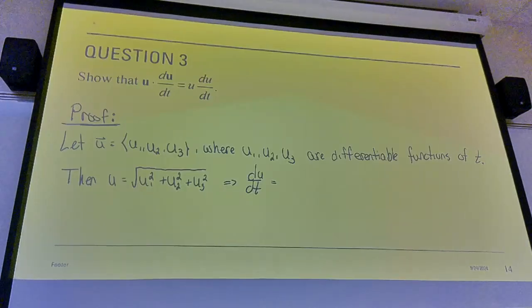U1 prime, U2 prime, U3 prime. And I'm doing the derivative of the vector U. U1 in the numerator, U1 plus U2 plus U3, and in the denominator, square root of U1 squared plus U2 squared plus U3 squared.